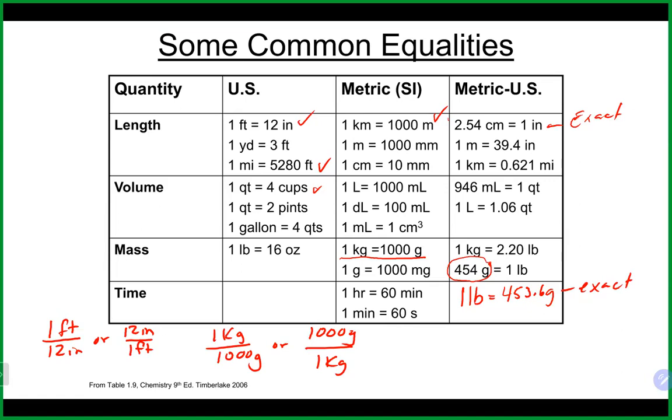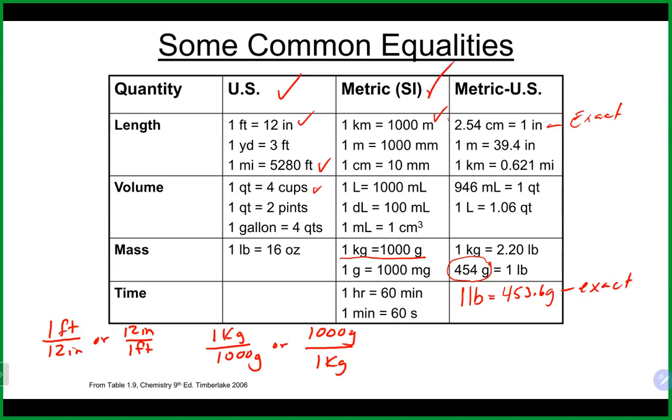So when we're using any of these equalities that translate into conversion factors, if you pull anything from this column, the English to English, as we talked about, is considered an exact number, which means we don't have to worry about it in calculations in terms of how many sig figs we should end up with.